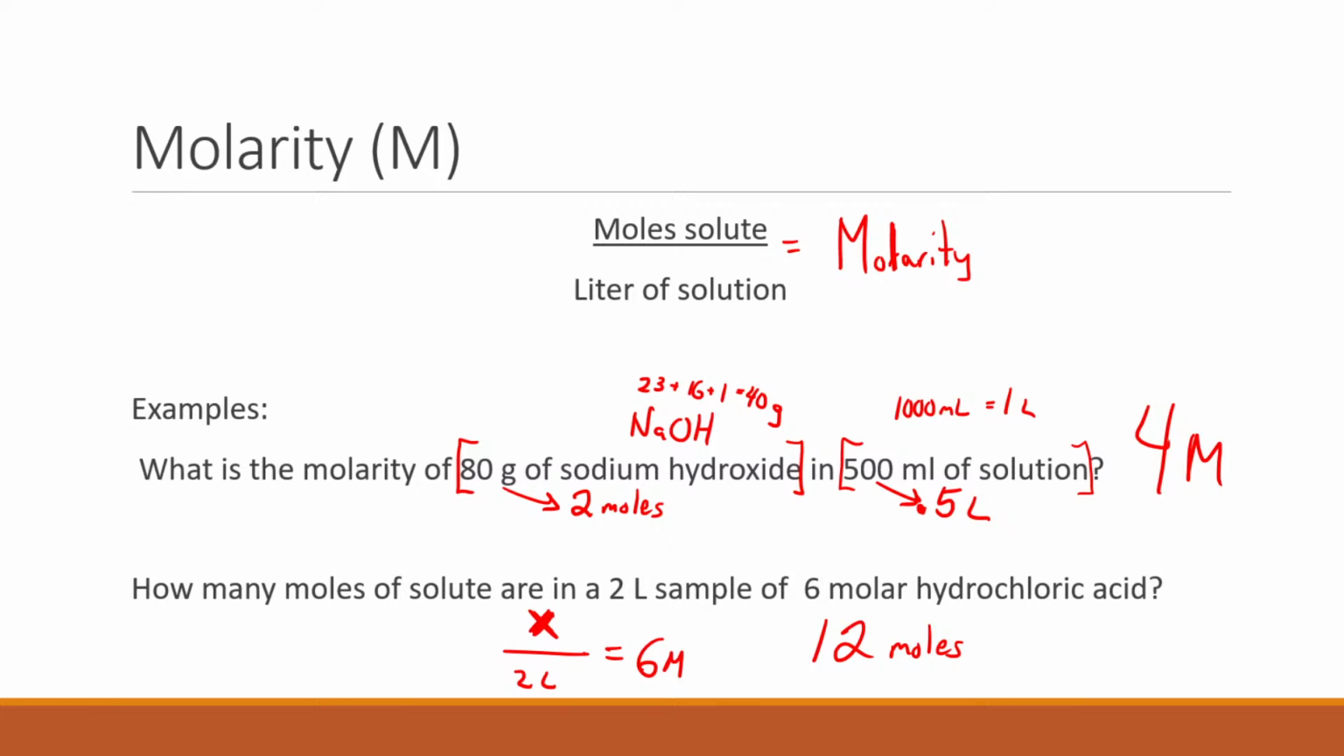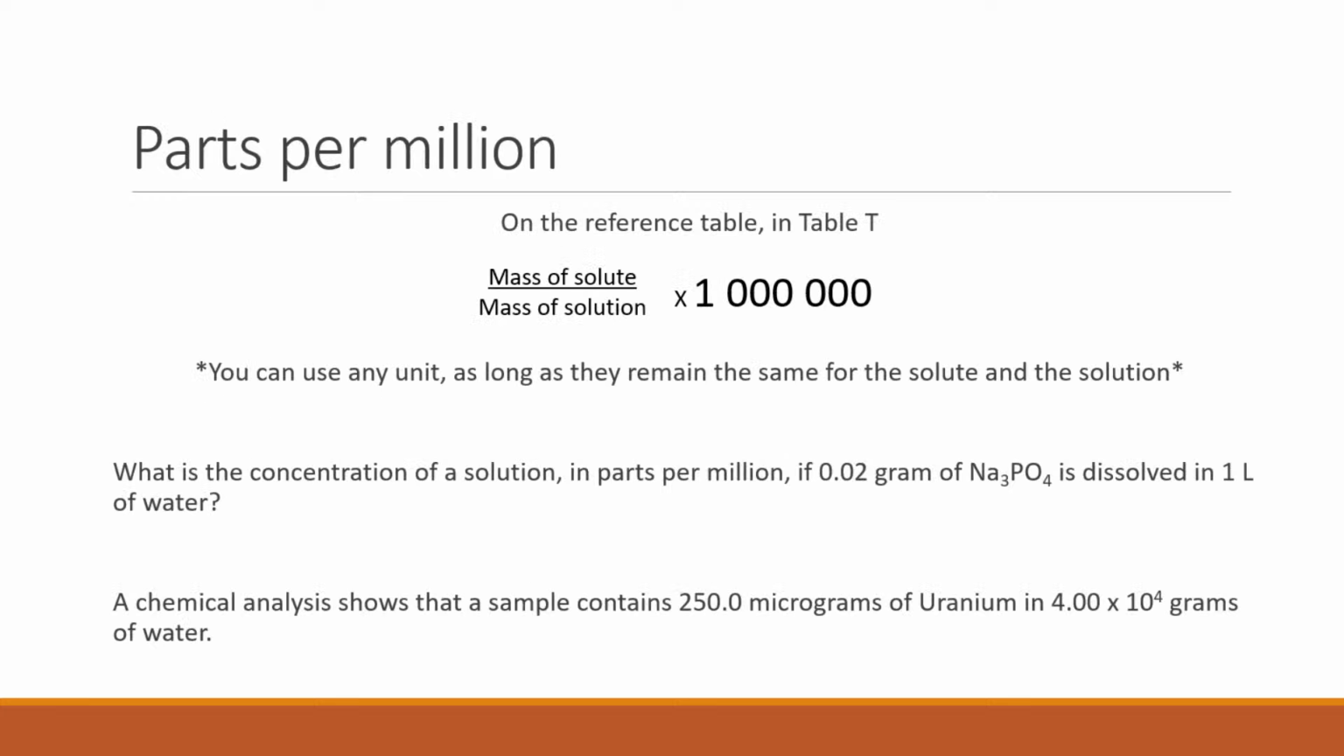Our second calculation is going to be parts per million. Our parts per million formula is also on table T, available for you to pull out and look up whenever you need it. And in parts per million, what we're looking for is the mass of the solute divided by the mass of the solution.